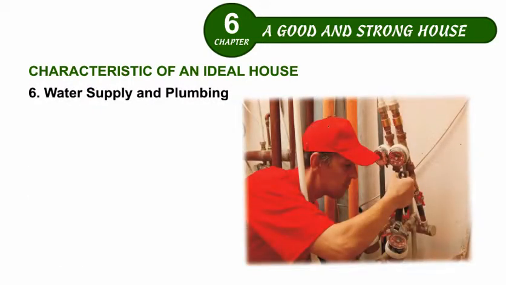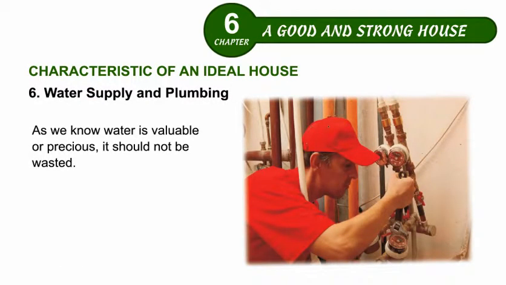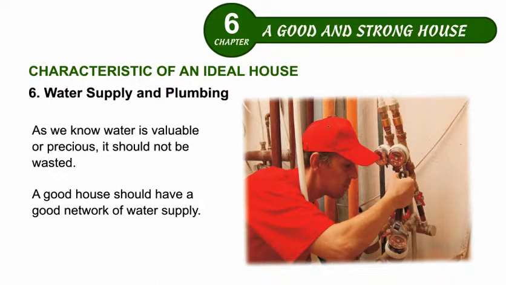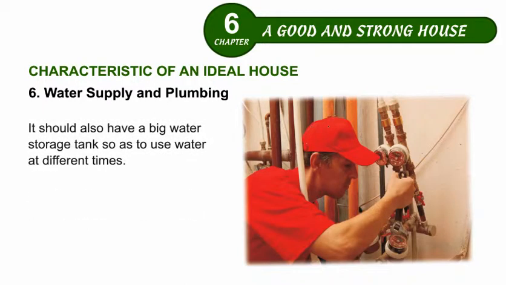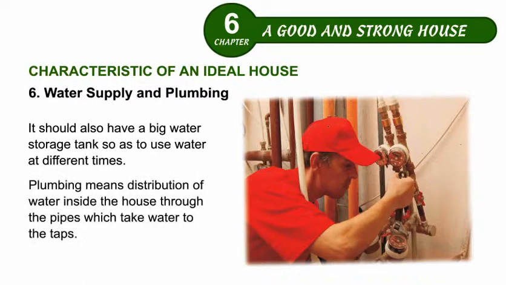6. Water supply and plumbing. As we know, water is valuable or precious. It should not be wasted. A good house should have a good network of water supply. It should also have a big water storage tank so as to use water at different times. Plumbing means distribution of water inside the house through the pipes which take water to the tap.